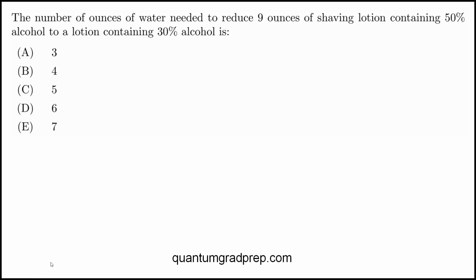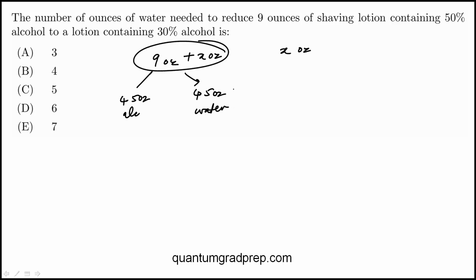Or you can also set it up algebraically, which is what I personally do. It just helps me to see what's happening. So this is how I would actually do it in the exam. So this has 50% alcohol, which means 4.5 ounces alcohol, and then 4.5 ounces water. And then I know I need to add water, so I'm going to call that X ounces. So that's also going to increase the total solution. And the water here would be 4.5 plus X.